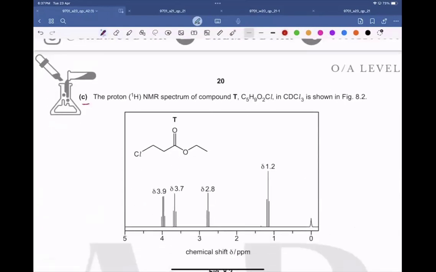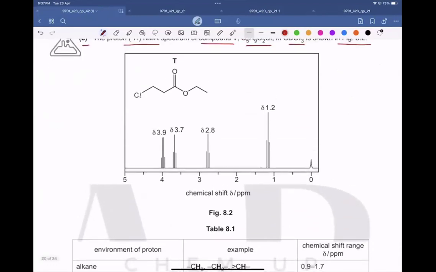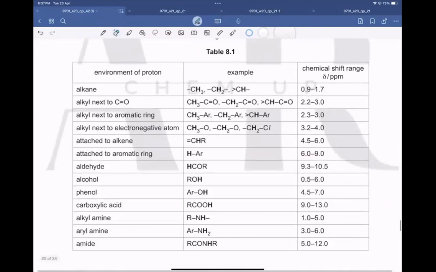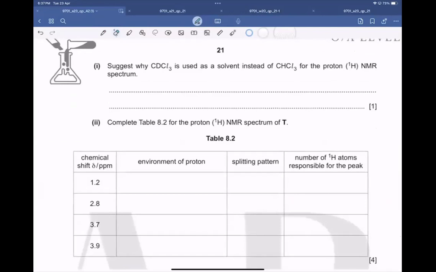Now, part C. The proton NMR spectrum of compound T in CDCl3 is shown in figure 8.2. They have shown you the compound, they have given you the peaks, and their chemical shifts are clearly mentioned. They have given you the proton NMR spectrum over here. Suggest why CDCl3 is used as a solvent instead of CHCl3 with the proton NMR spectrum.